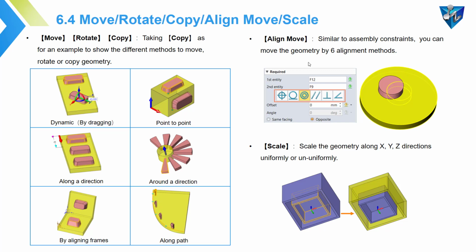And besides the 6 methods I mentioned just now, ZW3D also provides an advanced tool to move or align the geometry, which is similar to assembly constraints. We can move the geometry by coincident, tangent, concentric, parallel, perpendicular, and angular. Okay. And the last feature is scale, which is easy to understand. We can scale the geometry along X, Y, Z directions. Now let's move over to ZW3D to show you more details.